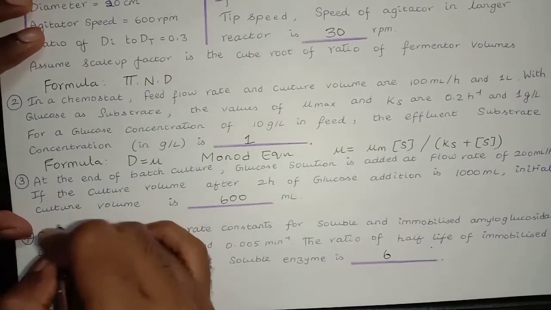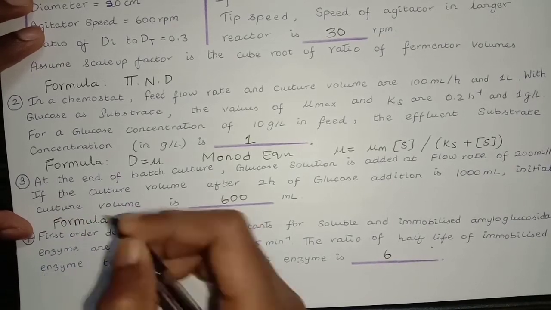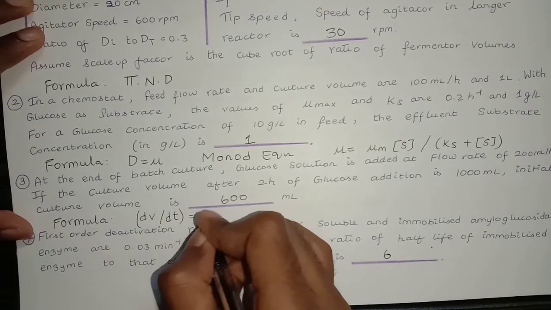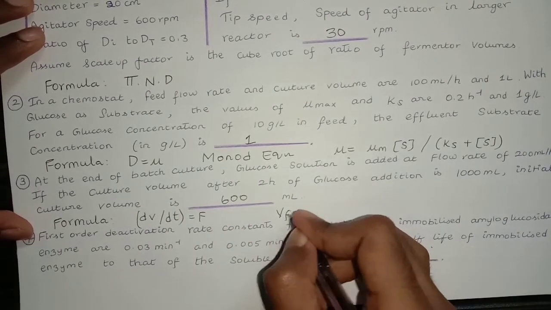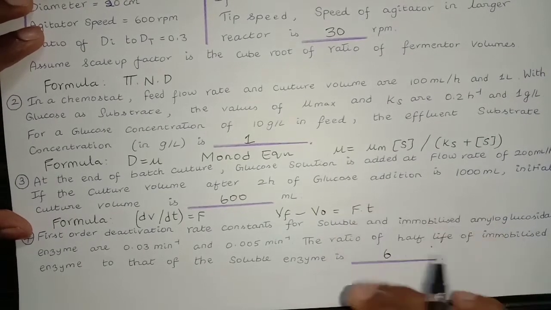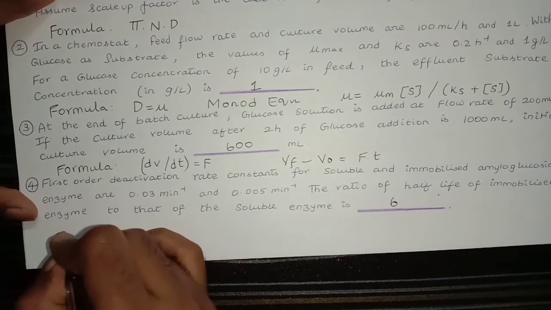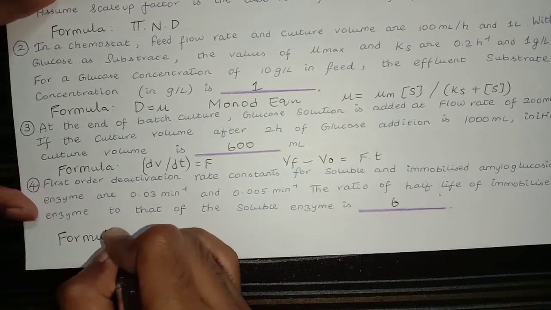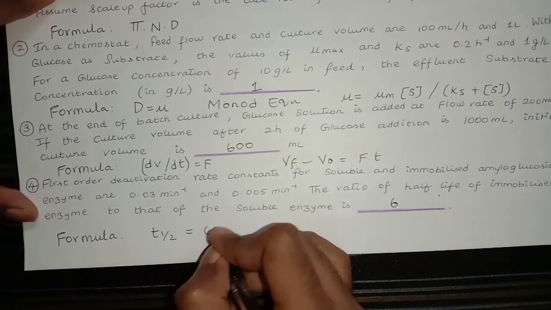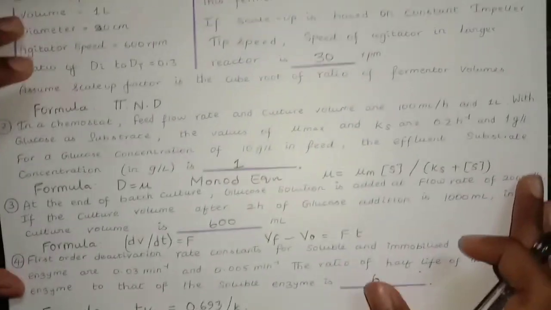For the third question, the formula is dV over dt is equal to F. On integrating, we got final volume minus initial volume is equal to the volume added, Ft. And for the last question, first order kinetics, T half is ln 2, that is 0.693, over the rate constant K.